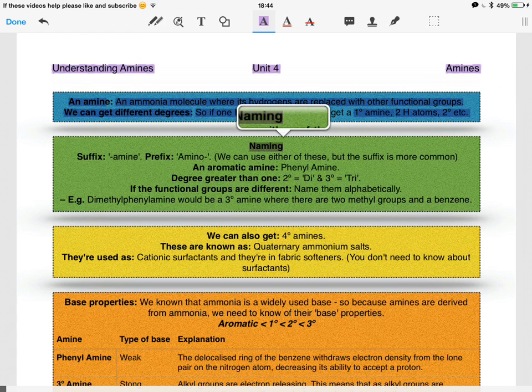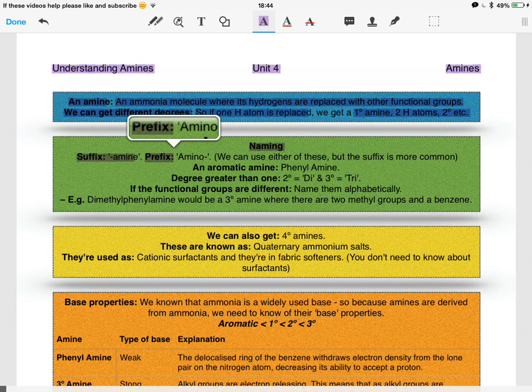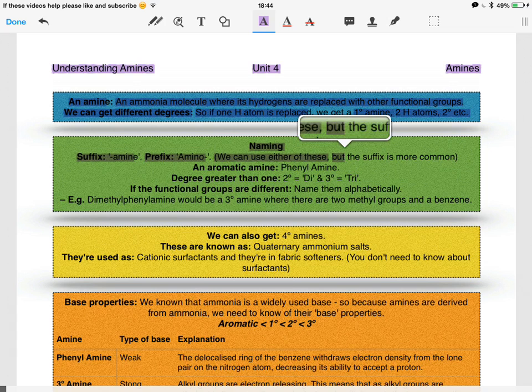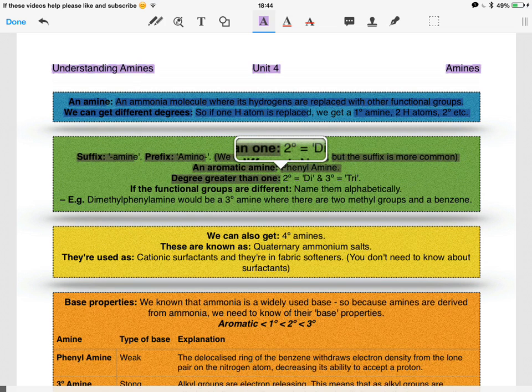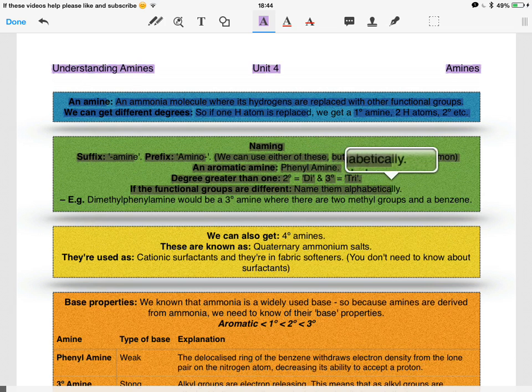So, to name, there's two ways of naming. We can either add the suffix amine or the prefix amino. This is purely due to preference, and you can use either of these, but the suffix option is more common, but doesn't mean you have to use it. So, an aromatic amine is named phenylamine, and if there's a degree that's greater than 1, you'll have to say di, or for tertiary, tri. And if the functional groups are different, you have to name these alphabetically.